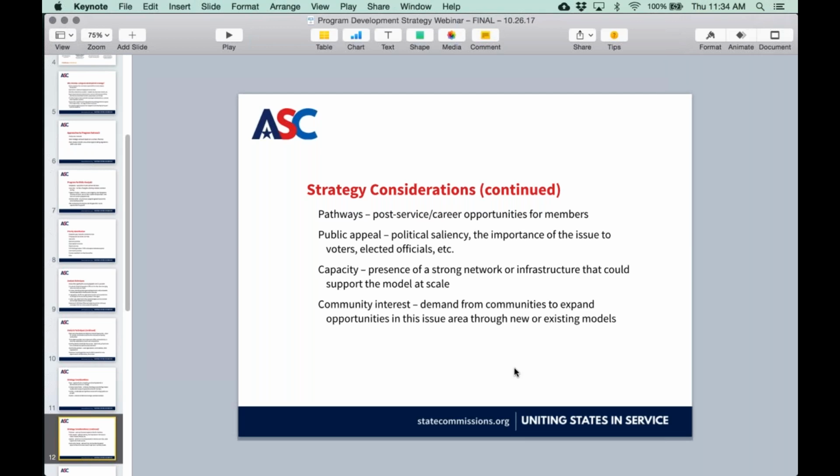And then finally here is community interest. Is there demand from communities to expand opportunities in this issue area through new or existing models? So what are you hearing bubbling up? And if there's something that's really bubbling up consistently, that could really help drive your strategy.